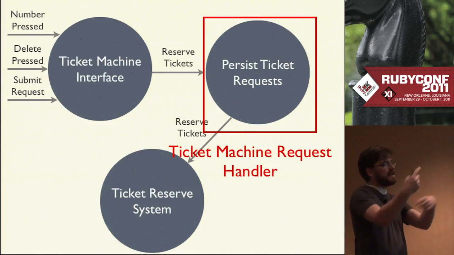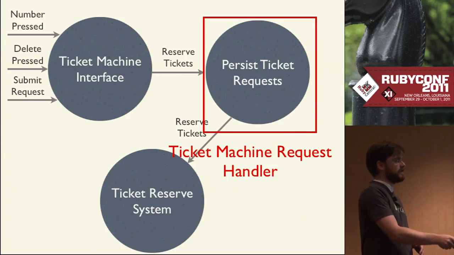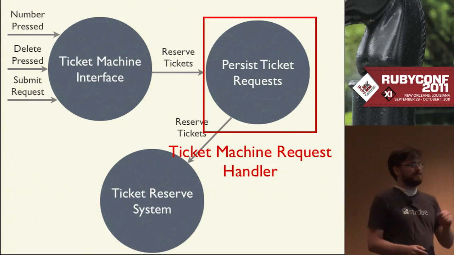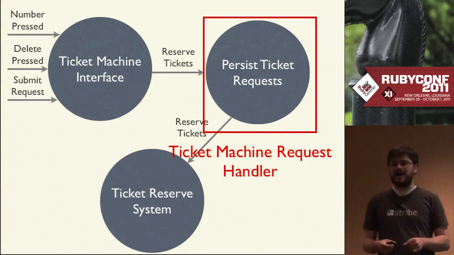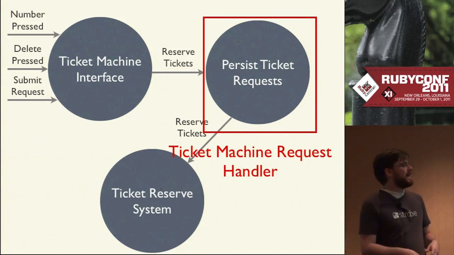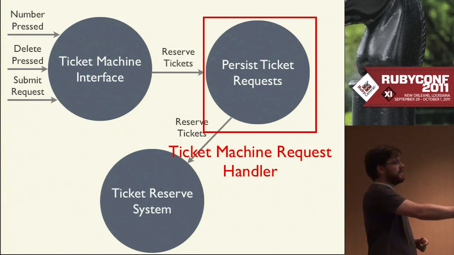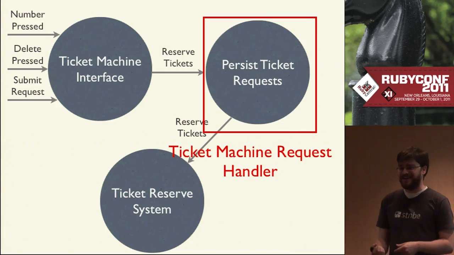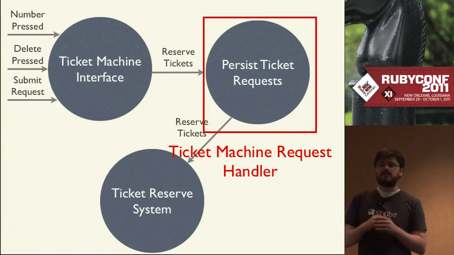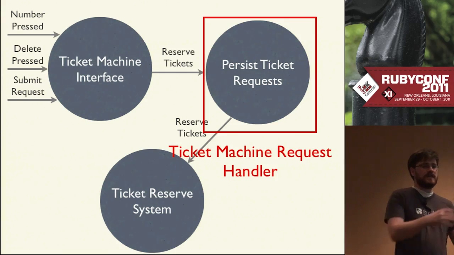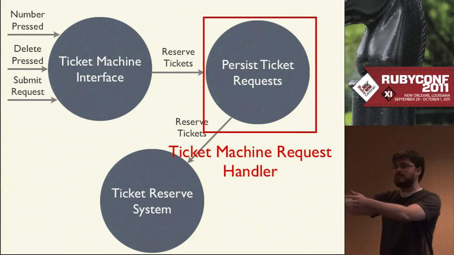You see, now I've changed the composition of the objects, and now instead of the ticket reserve system playing the role of the ticket machine request handler, my persist ticket requests object is playing the role of my ticket machine request handler. And from the perspective of the ticket machine, I need to not care what the actual object is doing when I send it the message. All I need to know is what are the roles that the potential collaborators are playing so that I can tell them to do something and then let them carry out their things.